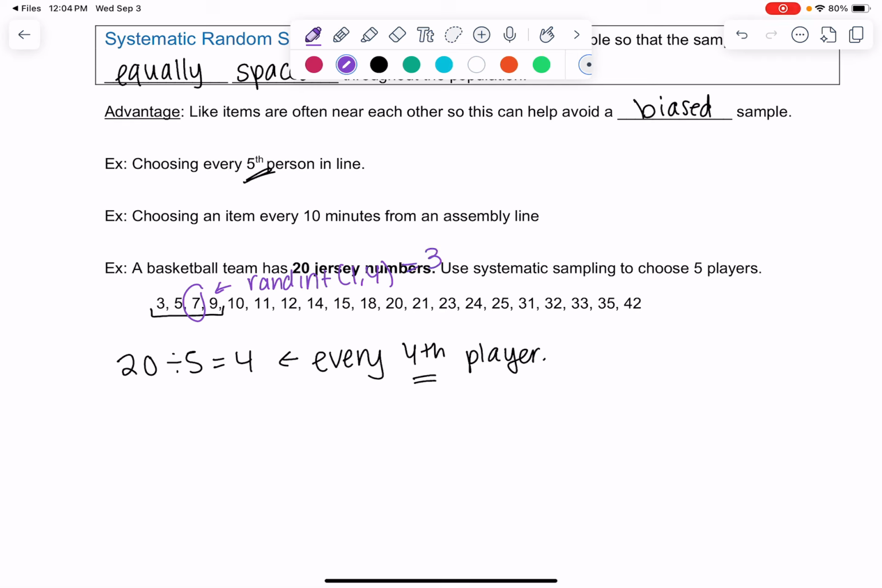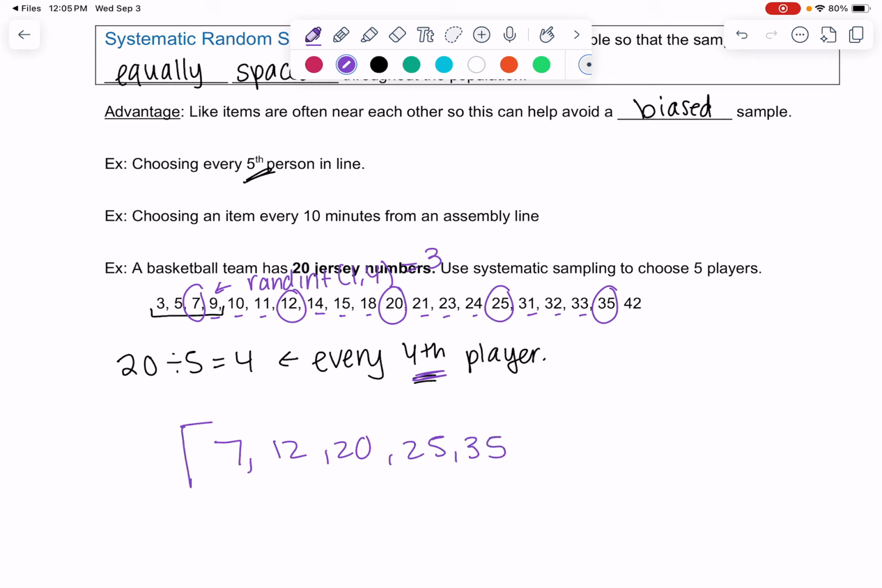So that's my 3rd player, and then I'm just going to count. 1, 2, 3, 4, every 4th. 1, 2, 3, 4, every 4th. We're still doing every 4th. 3 was just my starting point. That way we'll get it equally spaced throughout the whole sample. 1, 2, 3, 4, 1, 2, 3, 4. And we should have 5 players. And so that's my systematic random sample.